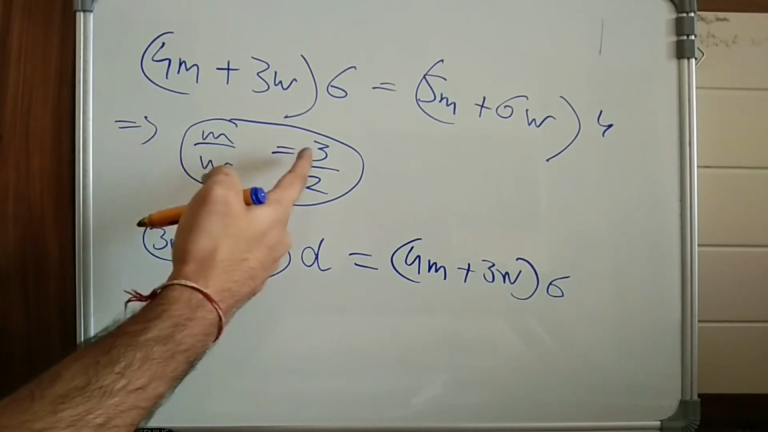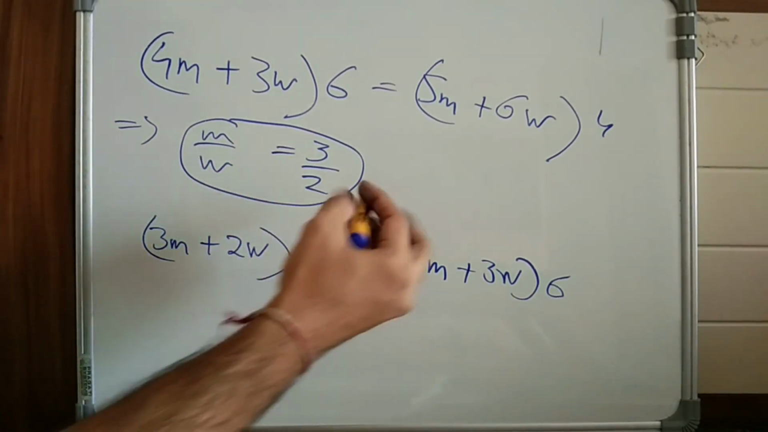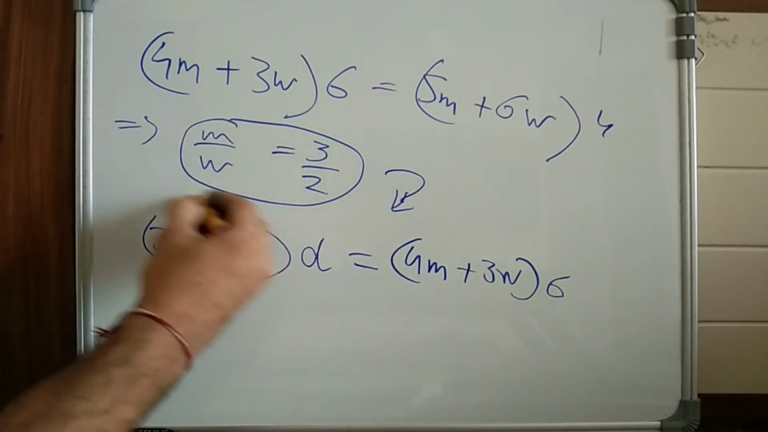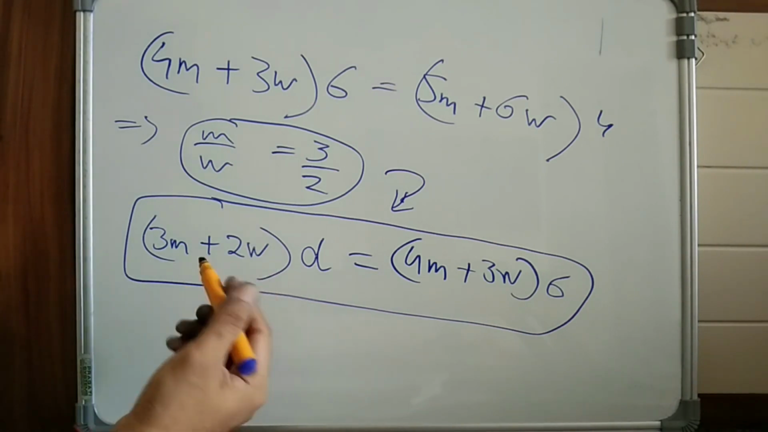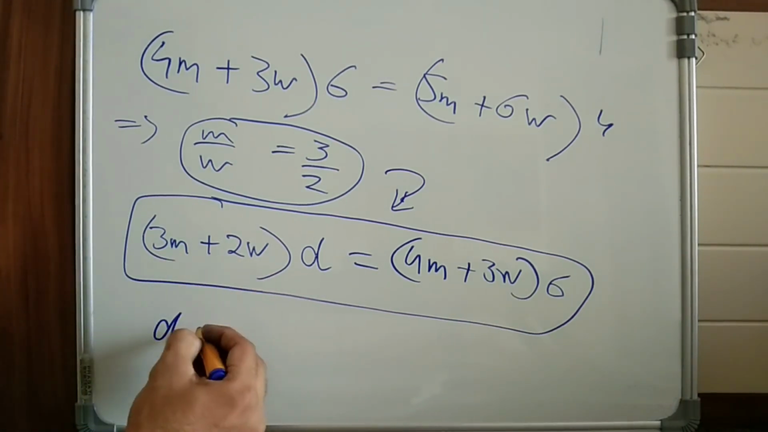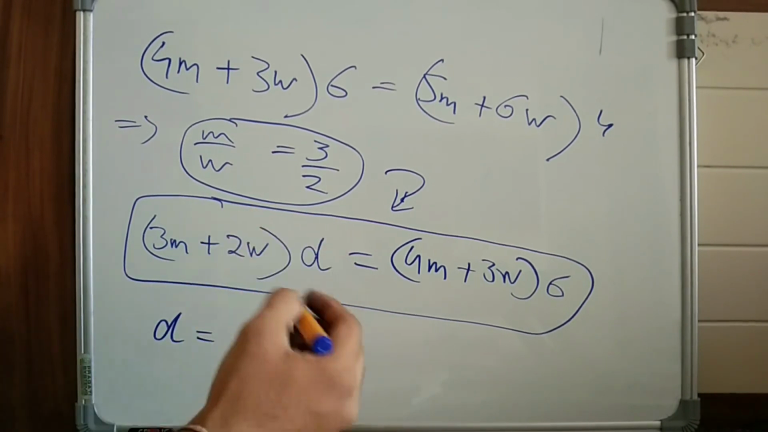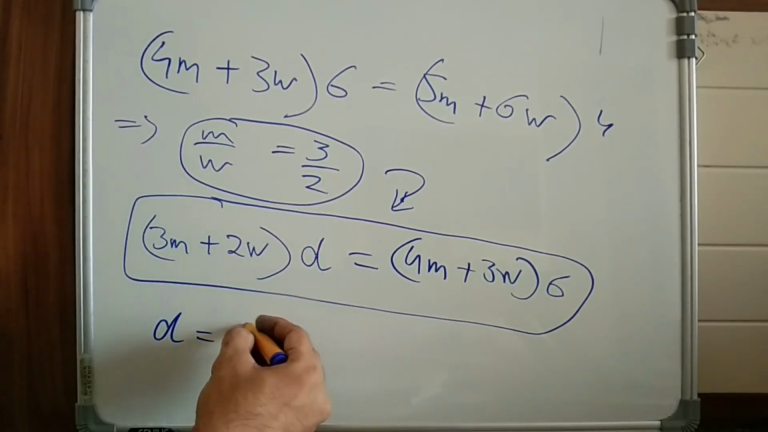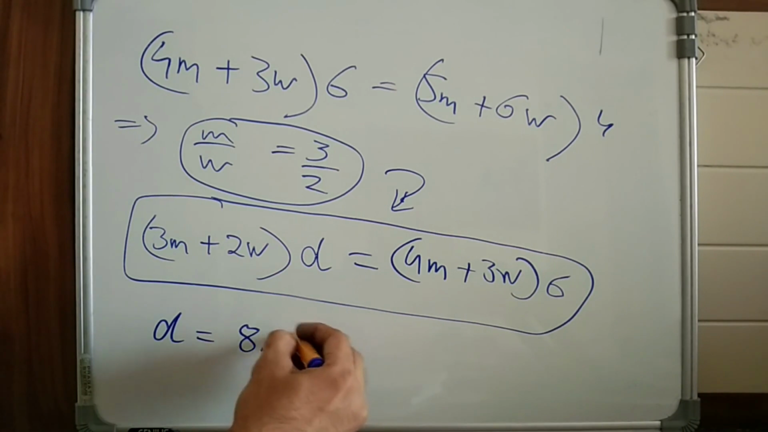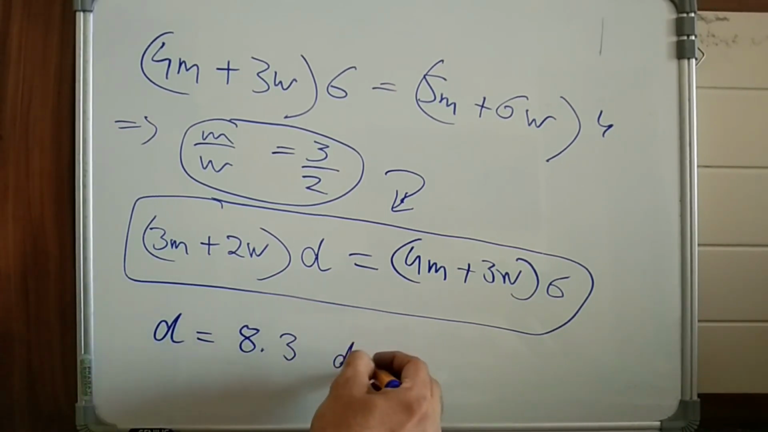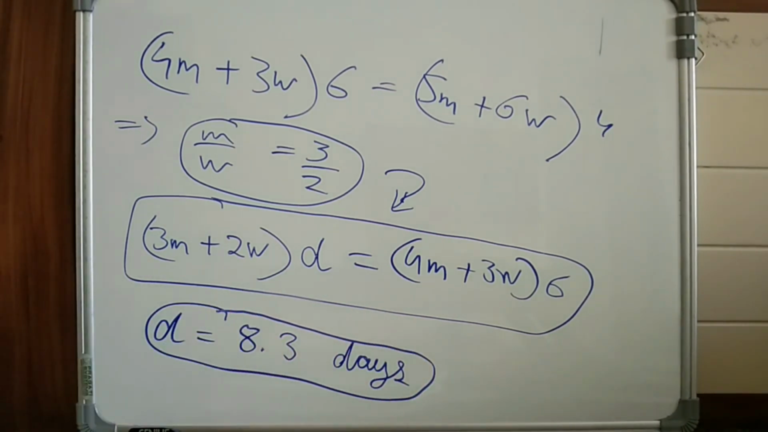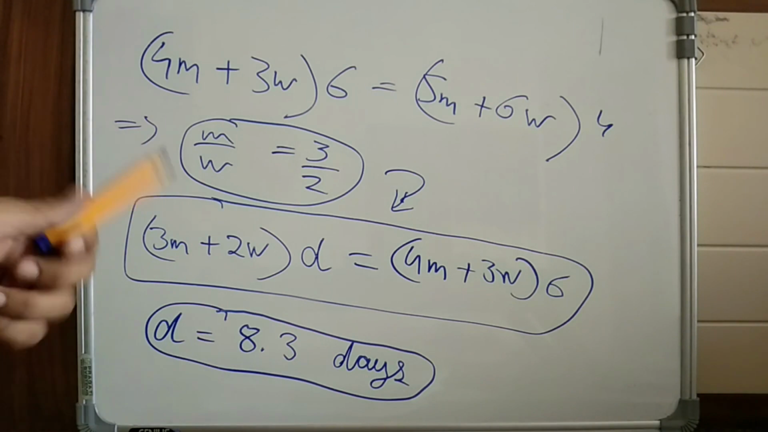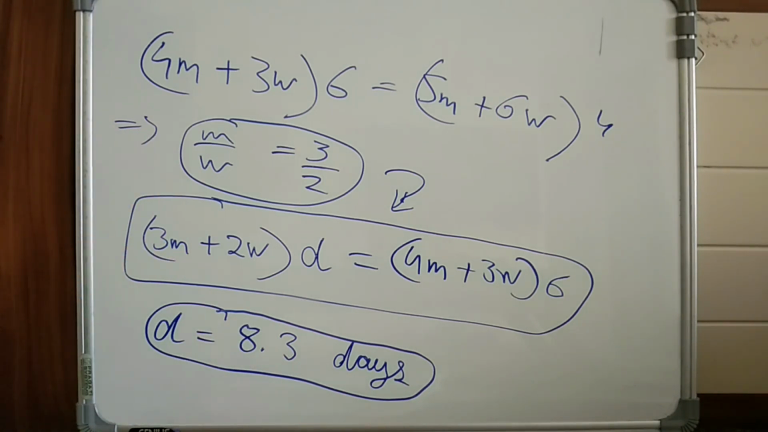Just put the value of m as 3 and the value of w as 2 in this equation. So I will get D is equal to 8.3 something, 8.3 days. Okay, so these kinds of questions are very easy and should not be left in the exam. So let's see the next question.